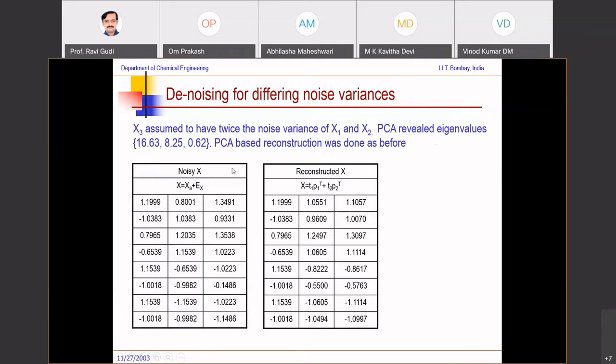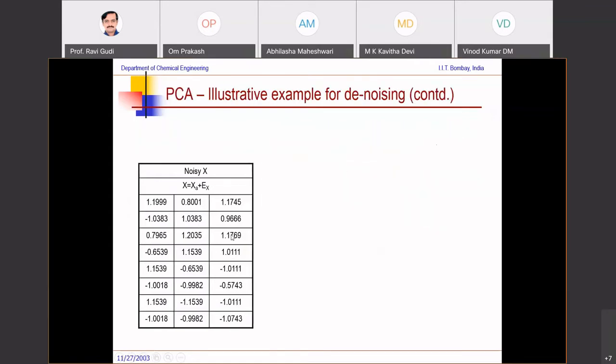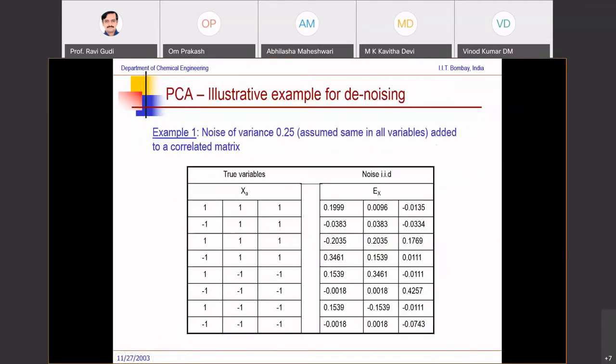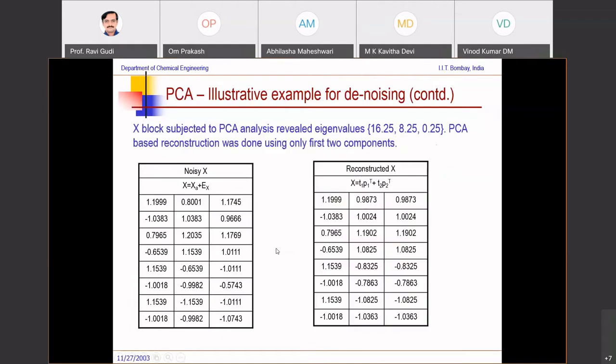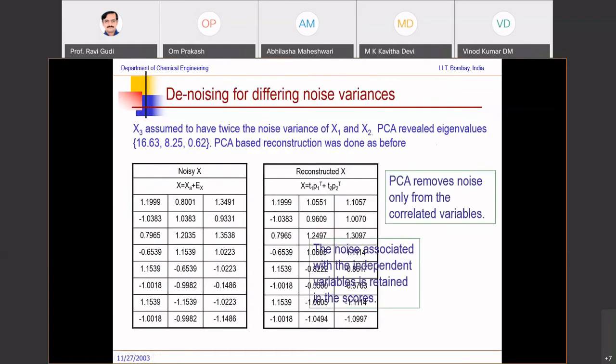If I reconstruct using PCA, it will still give me some reconstruction. But you see, the inference is that PCA removes noise only from the correlated variables. What are the correlated variables? If you go back here, the correlated variables are x2 and x3. So PCA removes noise only from the correlated variables.